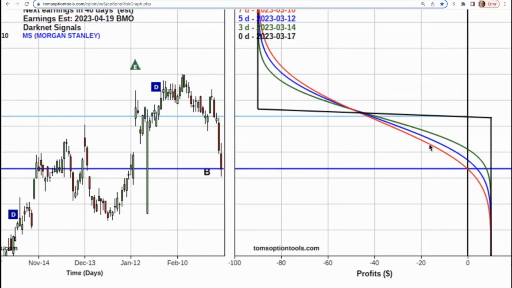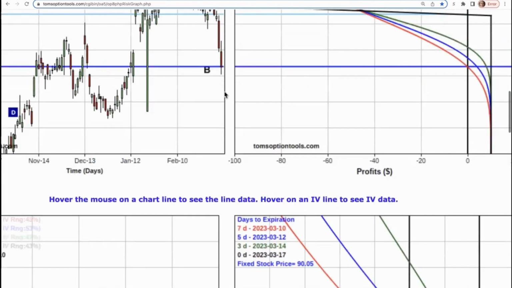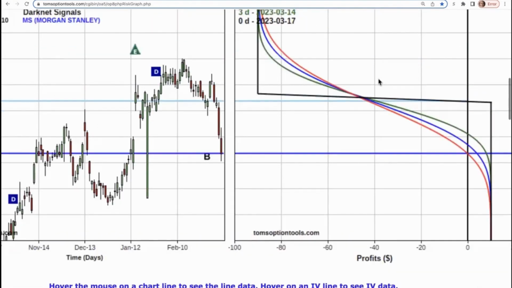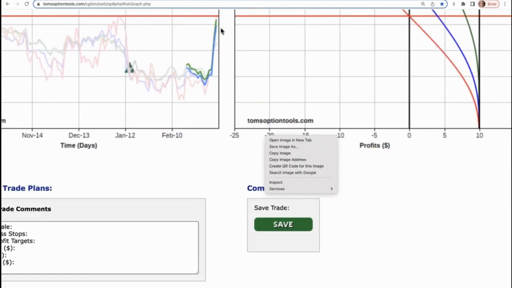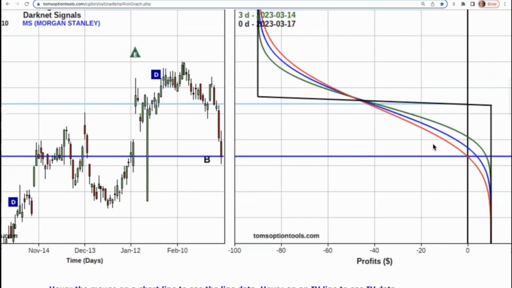So the icing on the cake is that because we're selling expensive options, what would happen if Morgan Stanley recovered and started getting up to where it starts to get painful in our credit spread is that IV would drop. IV would drop if the stock recovered. And what does that do to the risk graph? Well, I'll tell you pictorially, and then I'll tell you the Greek.